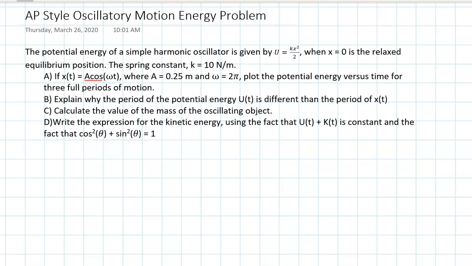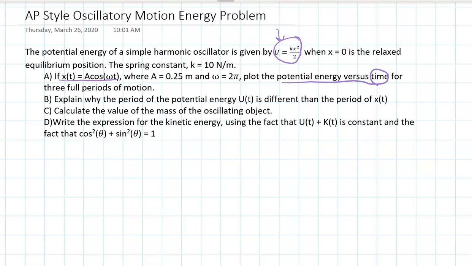So the position function is equal to A cosine omega t. We want to take that position function and see if we can somehow get it into an energy function, because right now what we have is energy as a function of position, but what we want is potential energy as a function of time. So we somehow have to take this and turn it into a potential energy function of time.